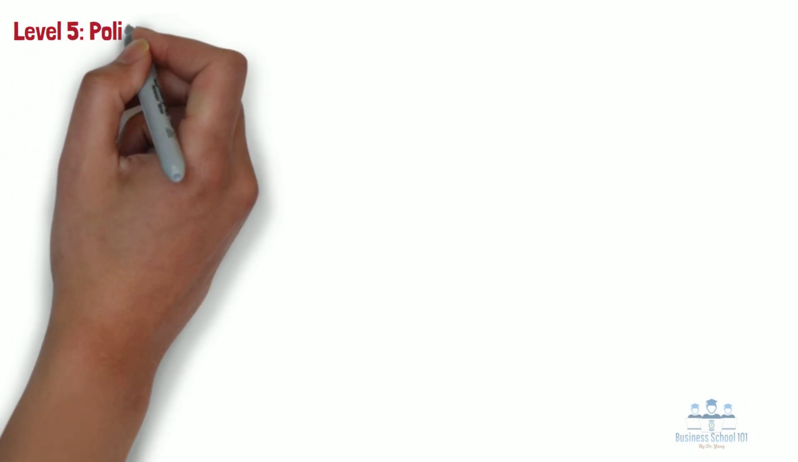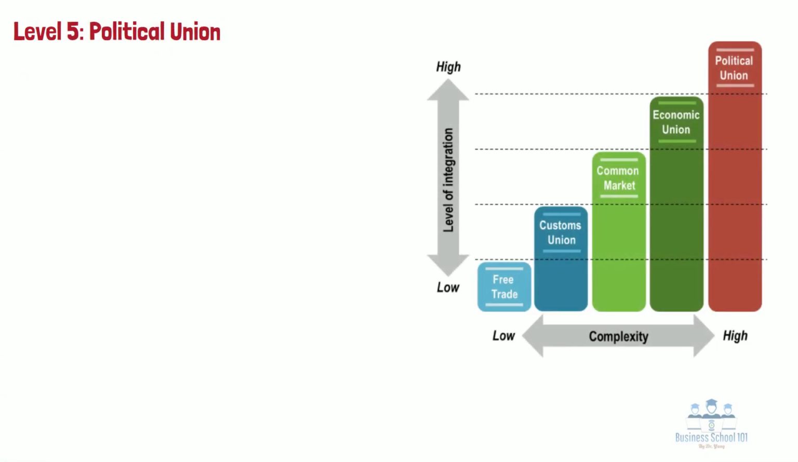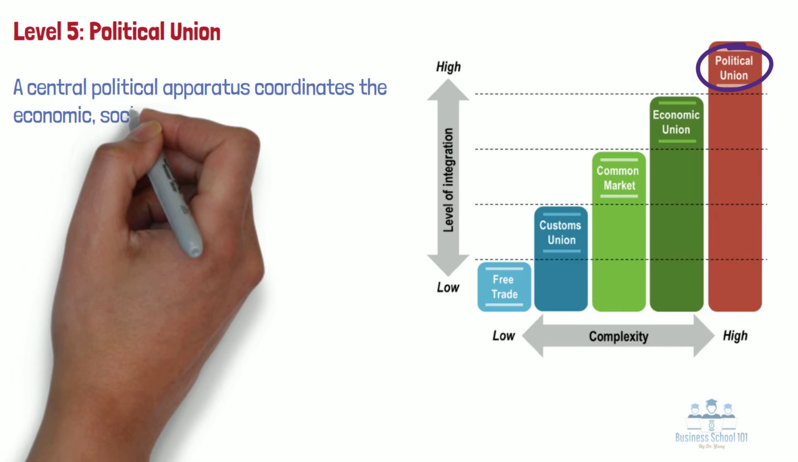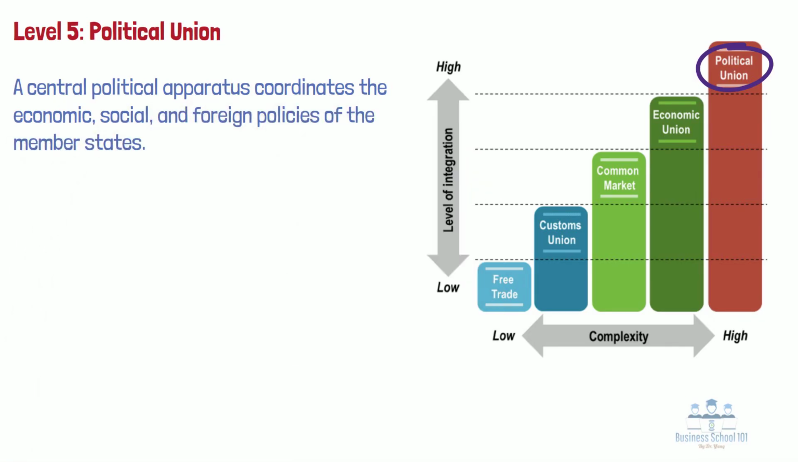Level 5. Political Union. The move toward an economic union raises the issue of how to hold a coordinating bureaucracy accountable to the citizens of member nations. The answer is through a political union in which a central political apparatus coordinates the economic, social, and foreign policies of the member states. The EU is on the road to at least a partial political union.